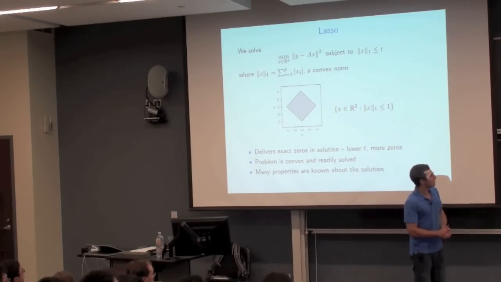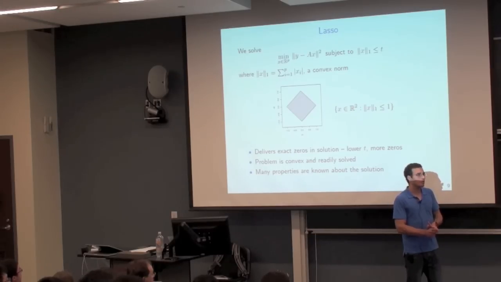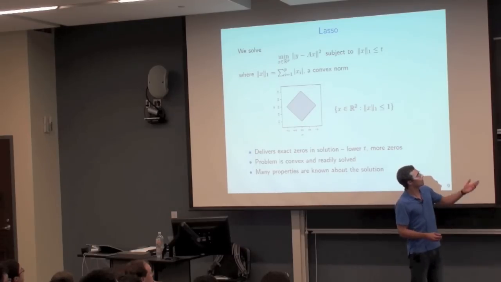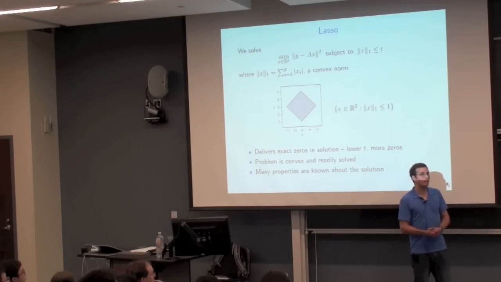So this is convex. What are some properties? It delivers exactly sparse solutions. That might not be obvious. It's not as obvious or as natural, when we write down this problem, that it actually gets us what we want. If we wanted an x that was sparse, it was not obvious to me when I saw this problem the first time that that's a property of the solution. But it does, and the lower we make t, the more zeros we get.